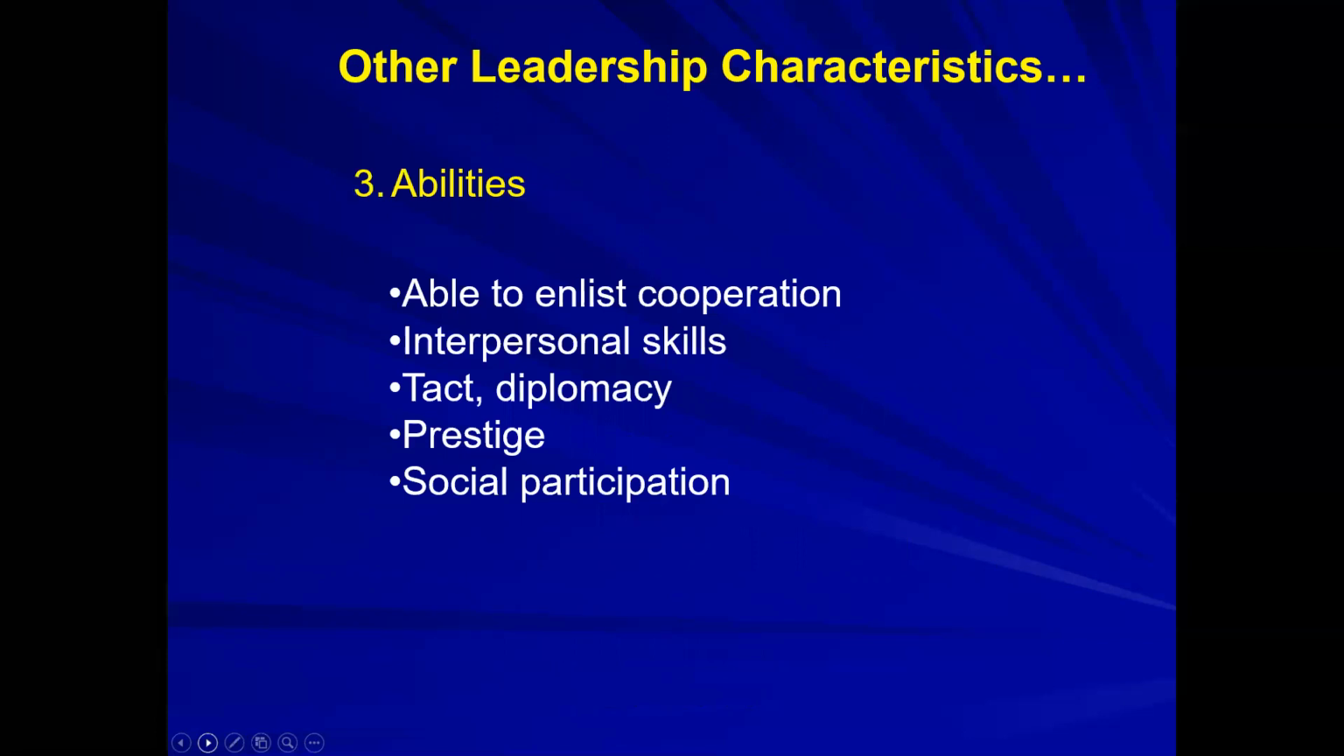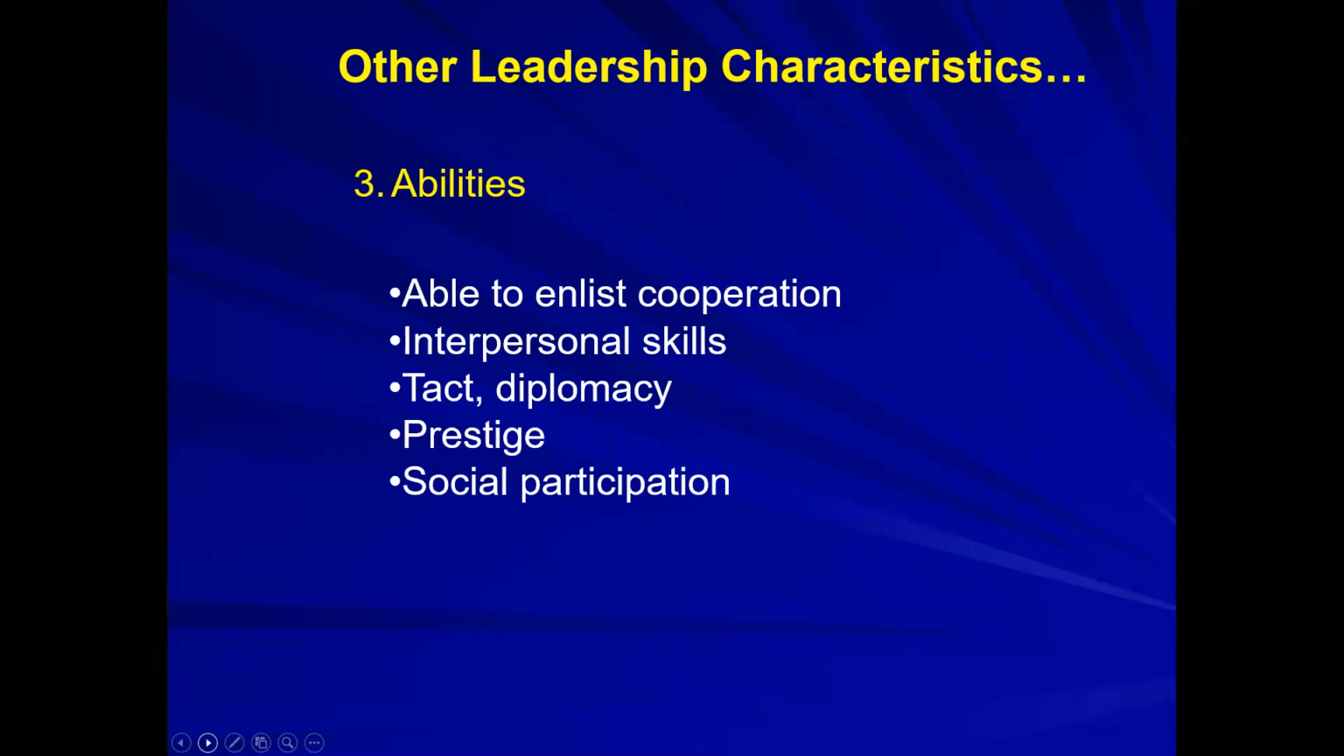Abilities is the ability of one person to enlist cooperation. So he should make the organization as peaceful and as orderly as possible. He or she should not trigger or ignite misunderstandings or petty fights inside the organization.